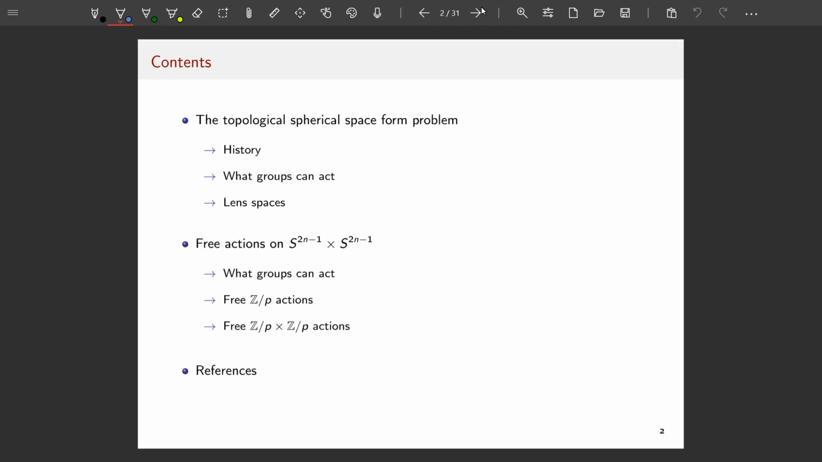And so I'll talk about the topological spherical spaceform problem. I'll give a little bit of history, what we can say about what groups can act on a sphere, and then talk about how they act. And so that's the story of lens spaces.